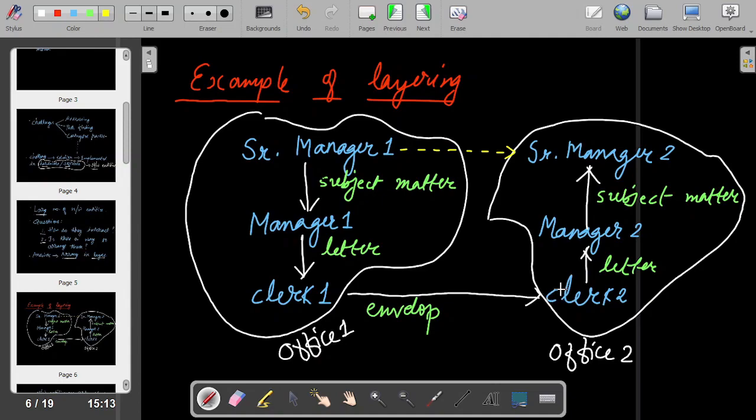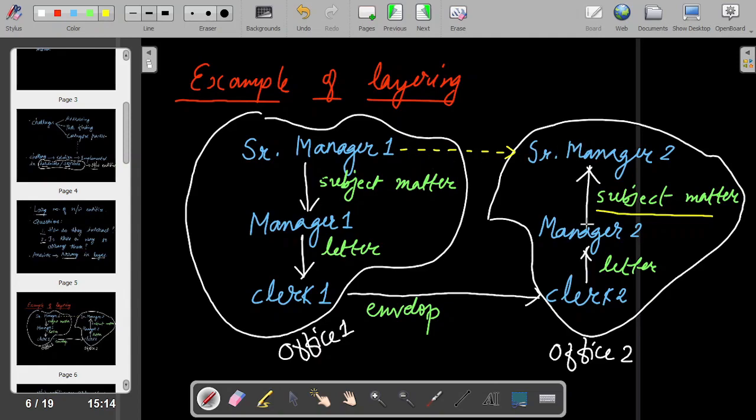The envelope is received by clerk 2. Clerk 2 opens the envelope, takes the letter out and gives it to manager 2. Manager 2 reads the letter, understands the content, and discusses the subject matter with senior manager 2. So at this point, whatever message senior manager 1 wanted, that message has reached senior manager 2.